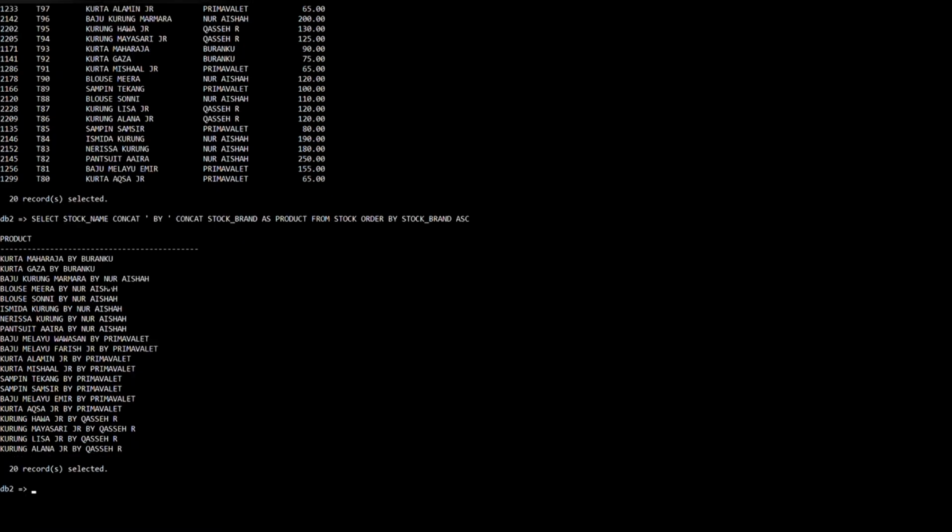So what this does is it will combine the data stock name and the word by and the data stock brand that we get from the table stock, and it will be combined into one column that we label as product, and the data in this column will be arranged by the brand names in ascending order. So what is concat? Concat is what we need to combine multiple columns into one column.